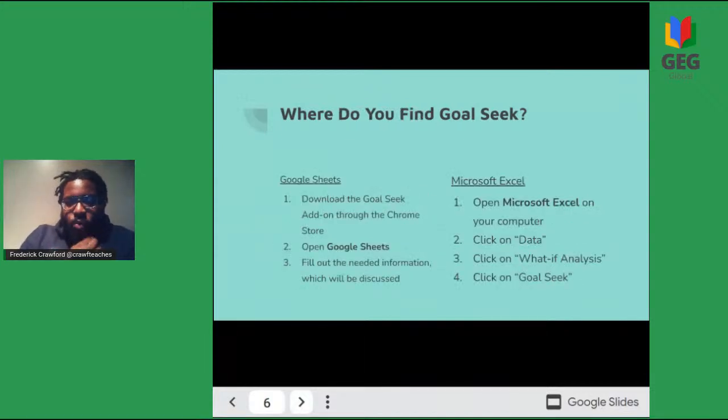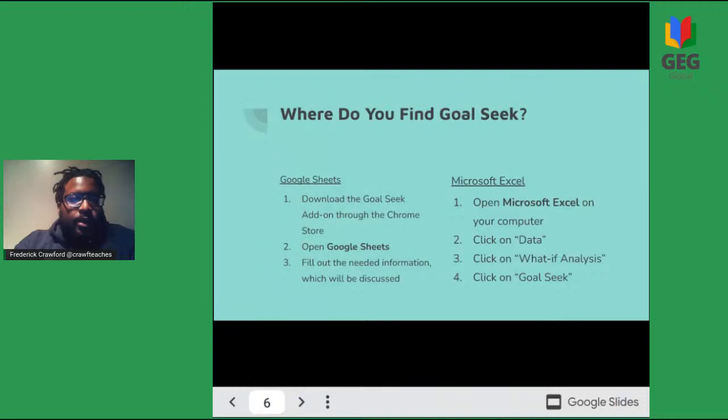Now, where do you find GoalSeek? On Microsoft Excel, you can click on Data, then What-If Analysis, and GoalSeek. I purposely chose to talk about Excel first because we're not going to use it. On Google Sheets, you can download the GoalSeek add-on, which I've already done, open Google Sheets, which I already did, and also fill out the information needed, which will be discussed.